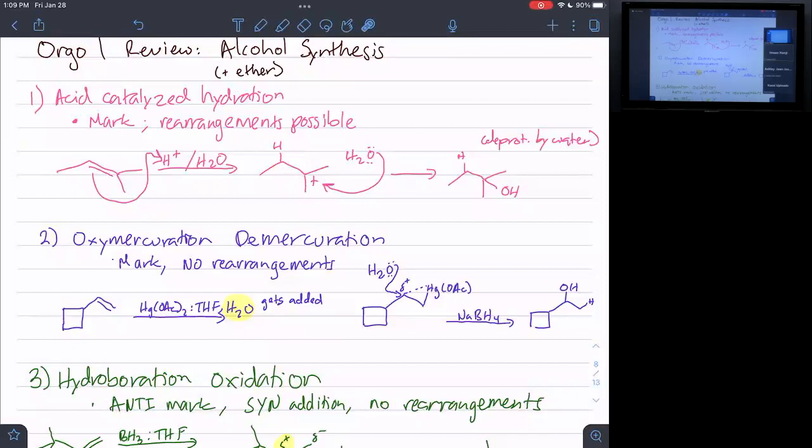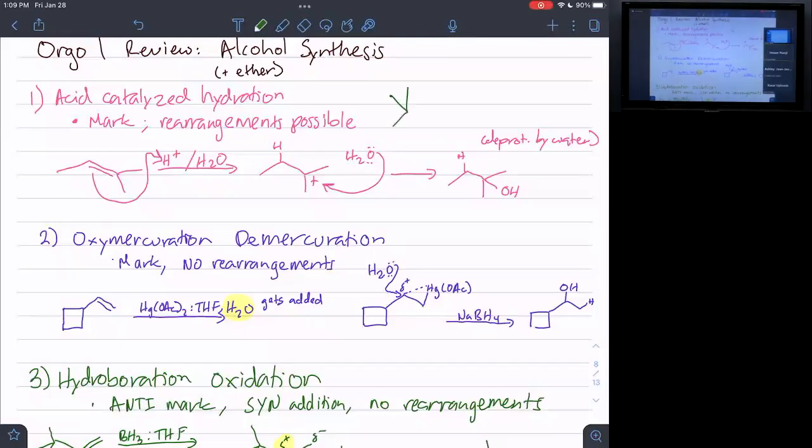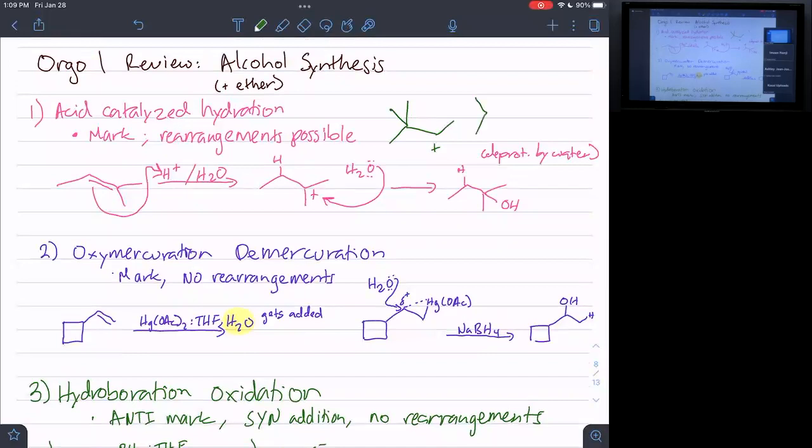So if you have, let's say, a quaternary carbon next to this, let's say our carbocation was here. We can do a methyl shift from one of these quaternary carbons onto this, and we get a more stable carbocation, a tertiary one, right? So just look out for that. That's very important with this reaction.